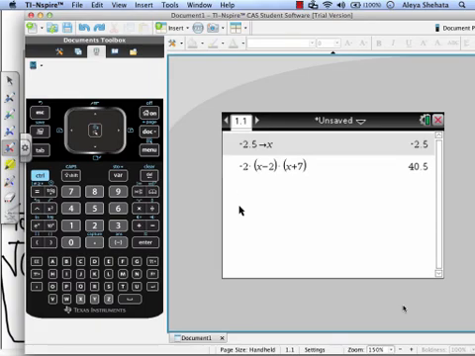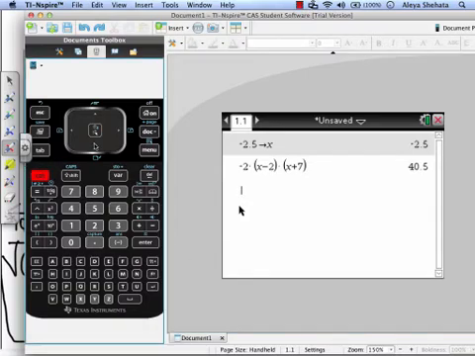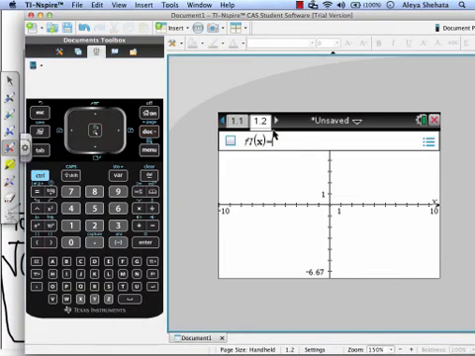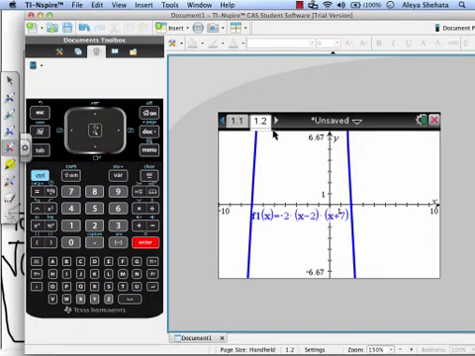All right, now I want you to look at your calculator, and I want you to insert a graphing page. And we're going to go ahead and graph out what the function is that we have in number 1. So it's negative 2 times (x minus 2) times (x plus 7). But here's the thing. When you graph it out, you can't really see the full parabola.